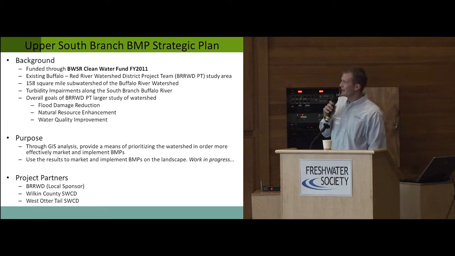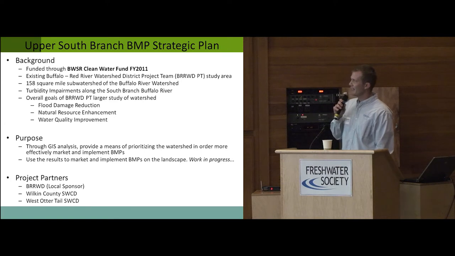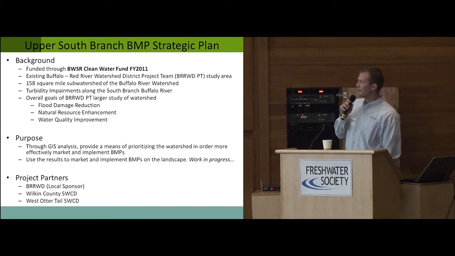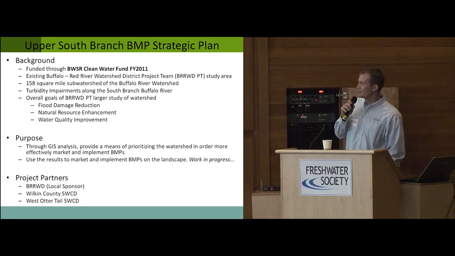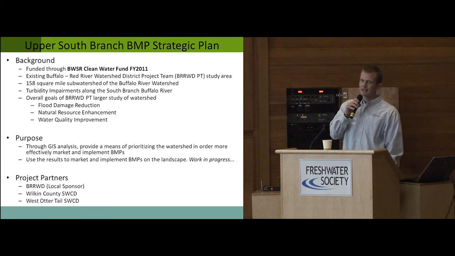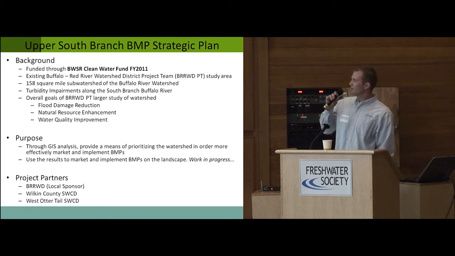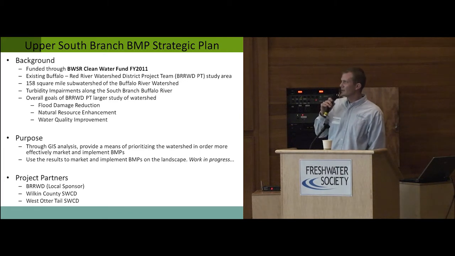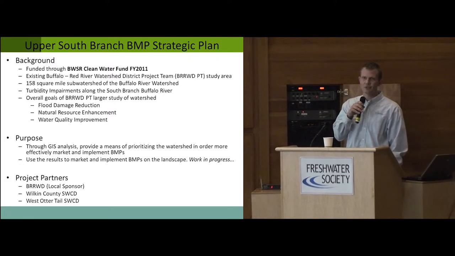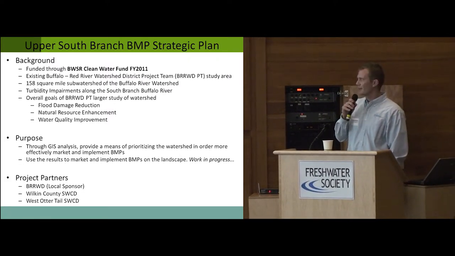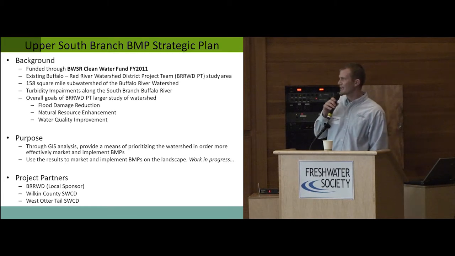Now, the purpose of this study is to take the GIS data and the LIDAR data and use it as kind of a desktop filter, if you will, in terms of locating high priorities within this 160 square mile watershed for targeting and implementing BMPs. You can see that bullet there. Where we're at right now is we've finished the GIS study and we're just beginning to use the results of that for marketing and implementation of BMPs.